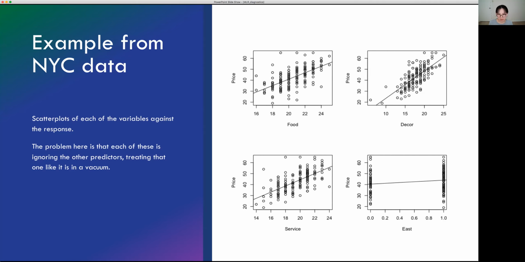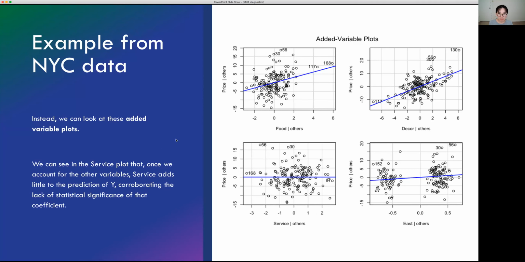So that's the problem if we do each single plot. And now we do an added variable plot. Well, let's take a look at this first.